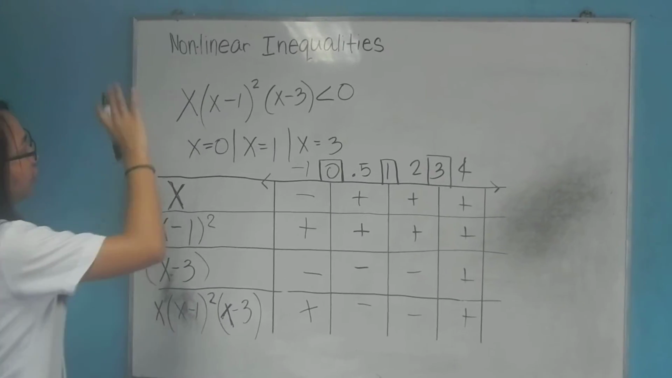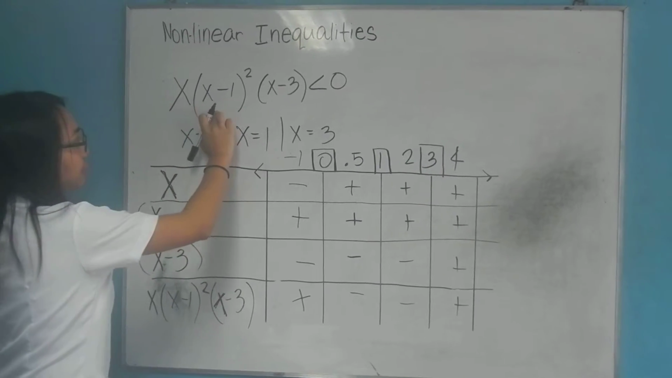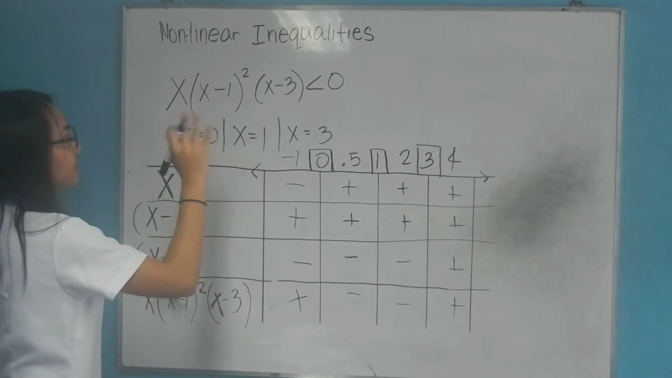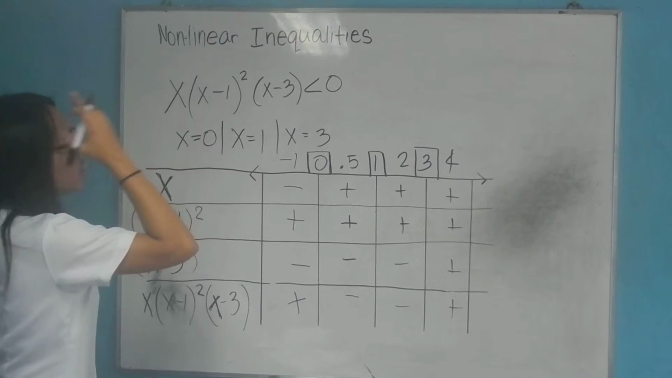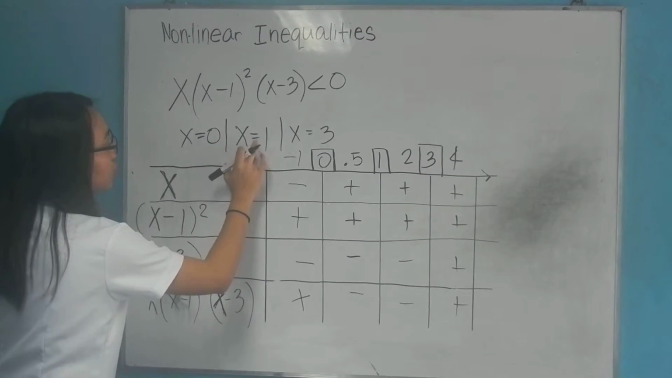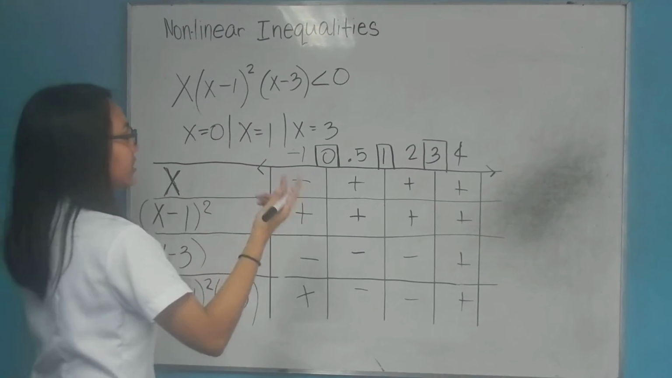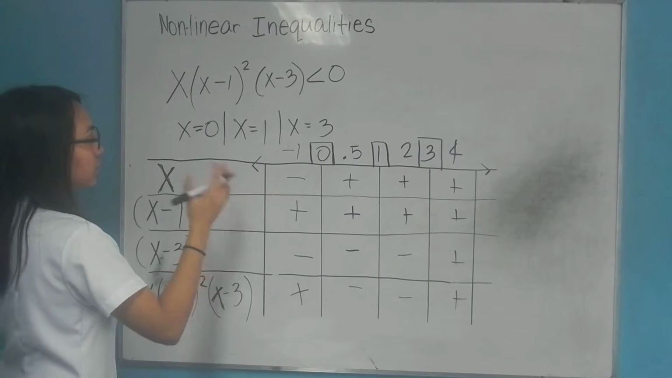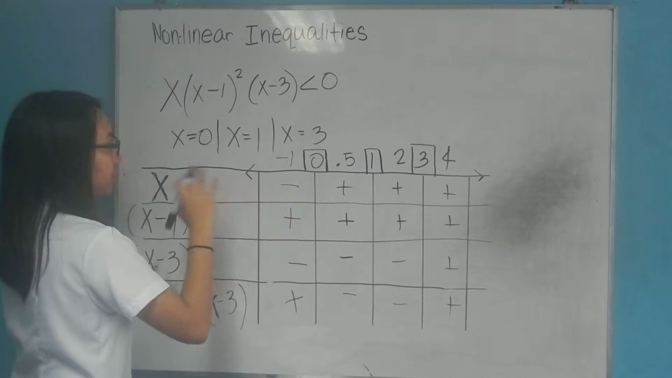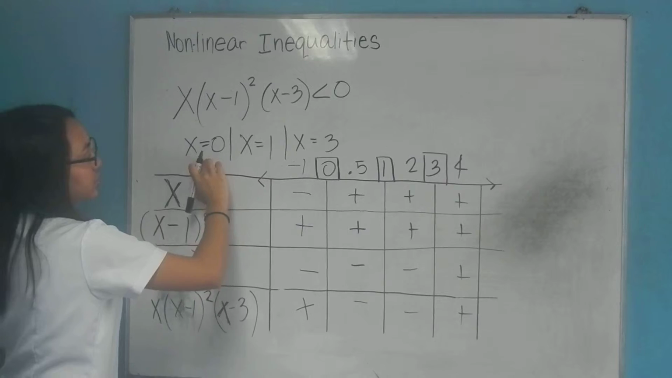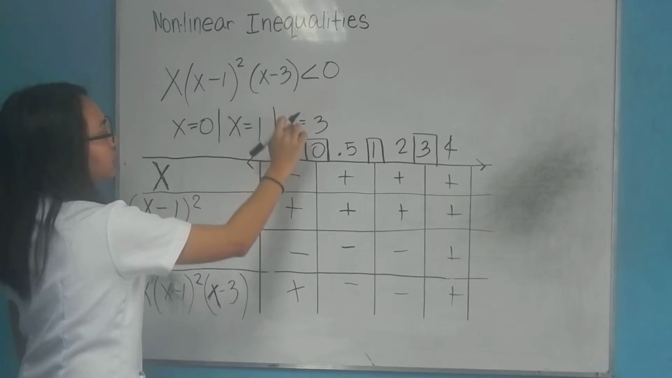We are dealing with nonlinear inequalities and we have a squared term. Remember that this is also the same as having two terms that are the same, so that's also equal to x is equal to 1. We can't have two of the same terms because they don't differentiate from each other. So x is equal to 0, x is equal to 1, and x is equal to 3 when we equate it to 0.